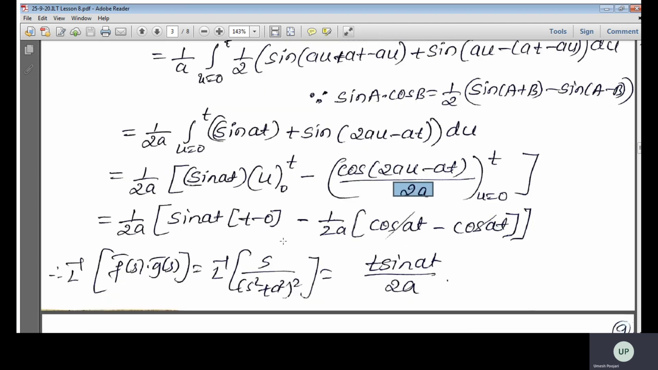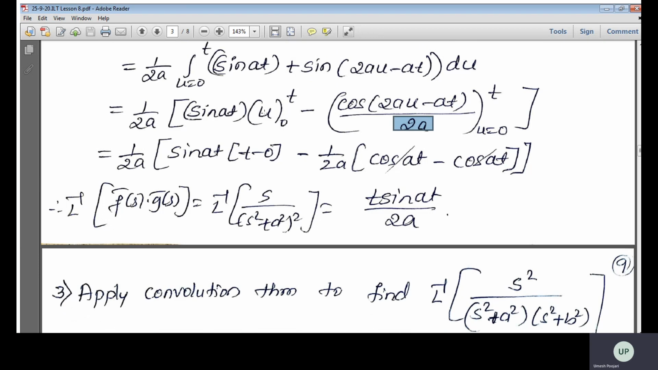Now we shall substitute upper limit and lower limit here. As it is, if you take u equal to t, we will get t, minus if u equal to 0, that will be 0. In the second case, minus 1 by 2a as it is. If you take u equal to t, cos of 2at minus at will be cos at, minus when u equal to 0, cos of minus at. But we know that cos of minus theta is cos theta, therefore we get cos of at. Now this cos at minus cos at will be 0. So the remaining term is t sine at divided by 2a. That is L inverse of s by s square plus a square whole square, which is the required answer.